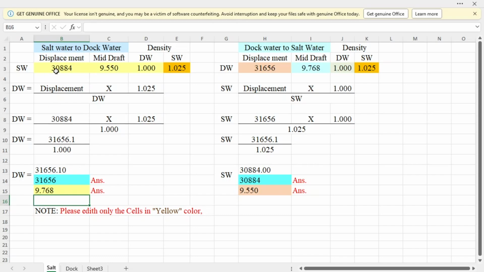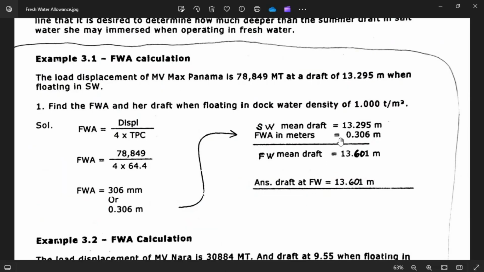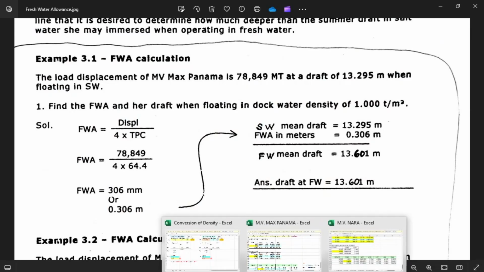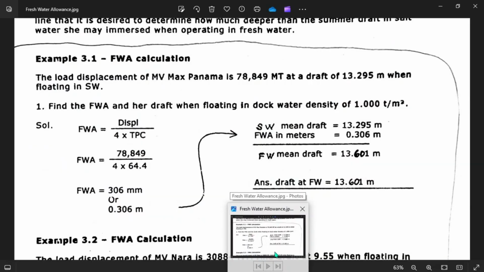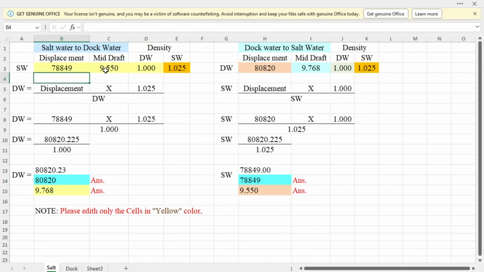So what was the displacement at 13.295? The displacement is 78849, and the draft will be 13.295.